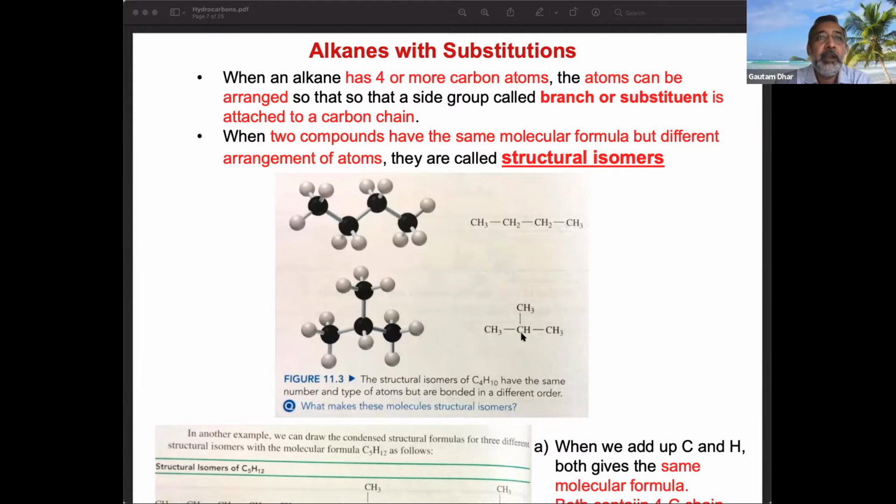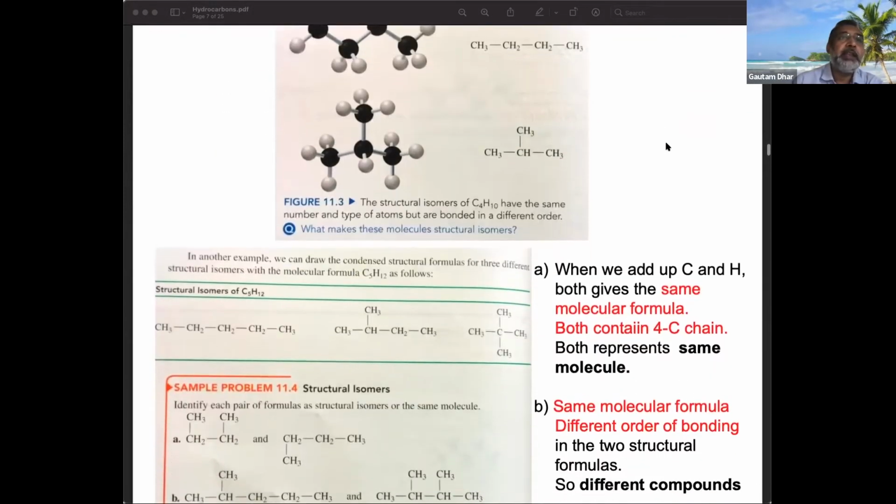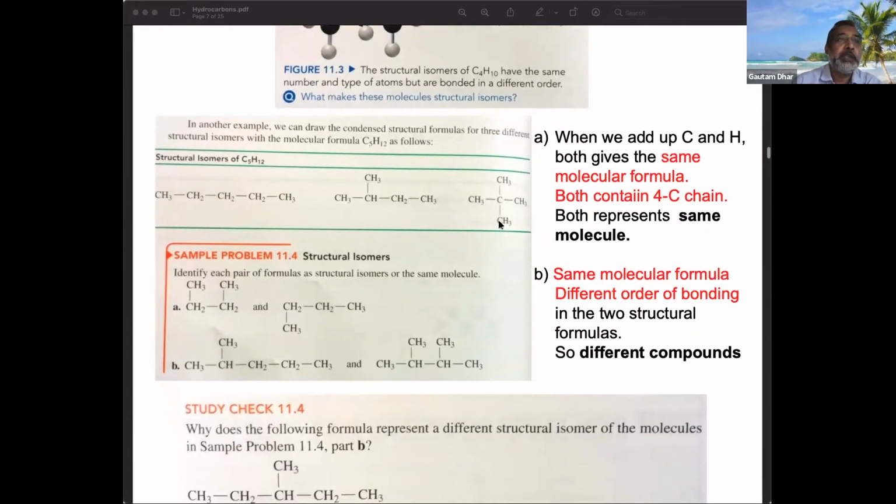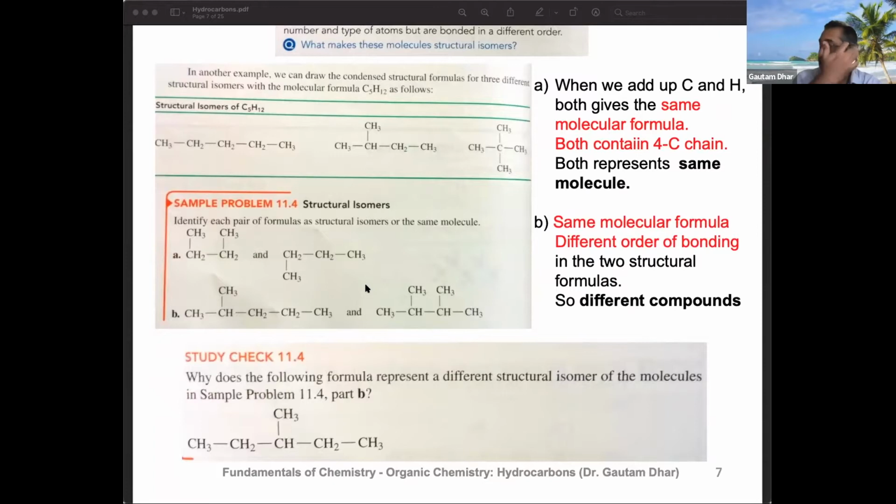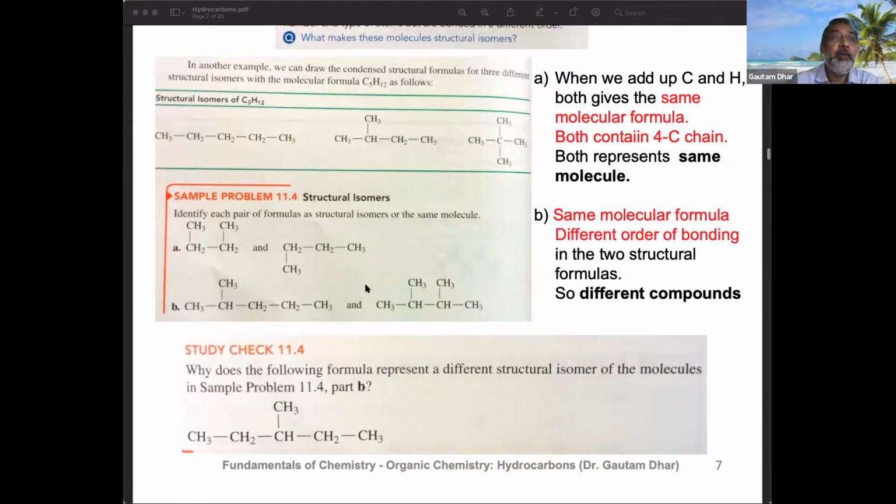So this is isobutane. And they are different in properties, they're totally different compounds. Even though they have the same number of carbon atoms and the same molecular formula, they represent two different compounds. Now, when two compounds have the same molecular formula but a different arrangement of atoms, they are called structural isomers. And it is these structural isomers and other isomers that make organic chemistry so unique. And this is another example. Now, how do you form the structural isomers? We'll come back to this later when you do nomenclature.